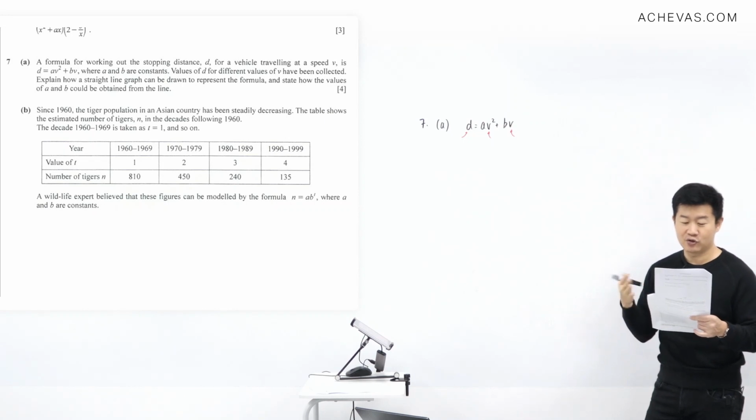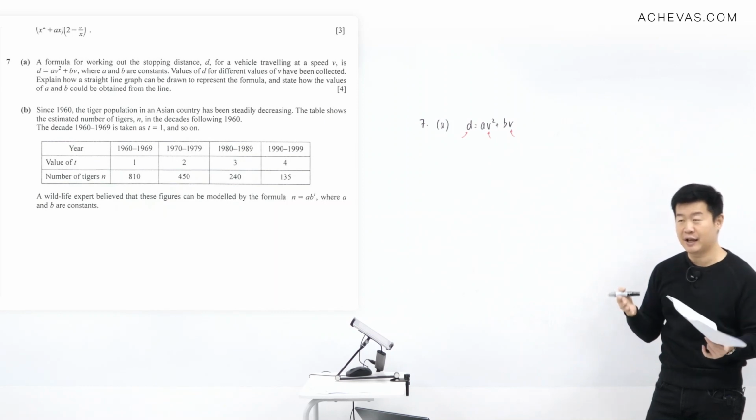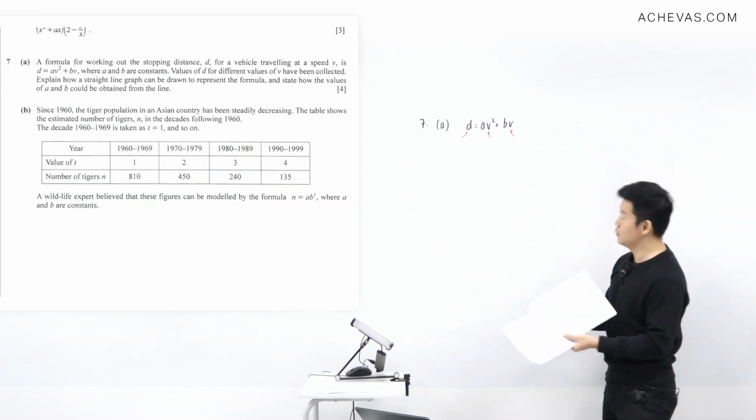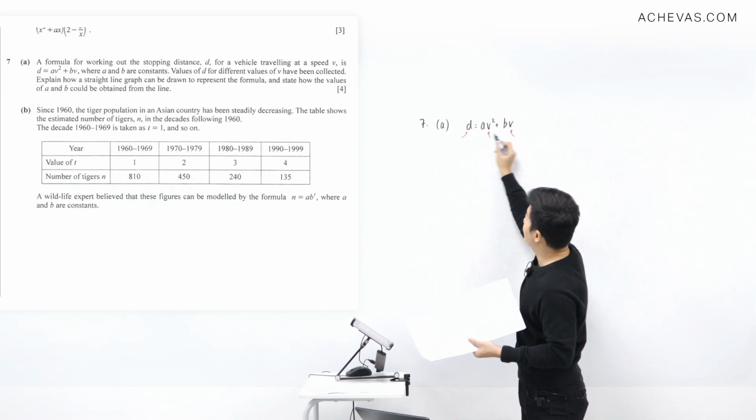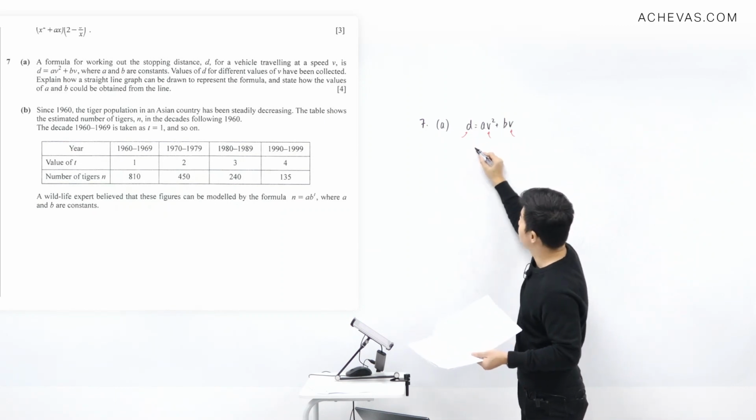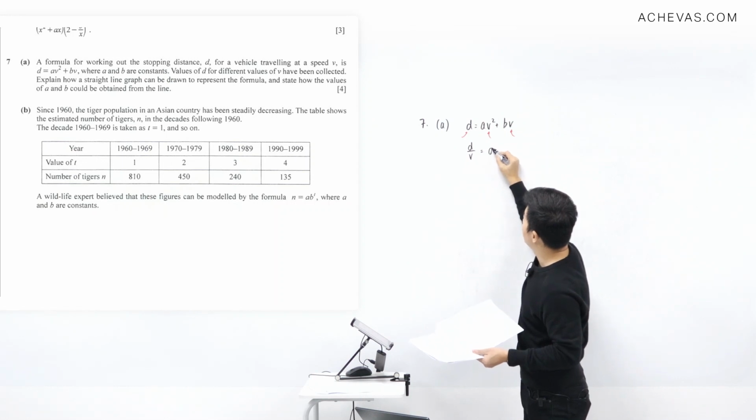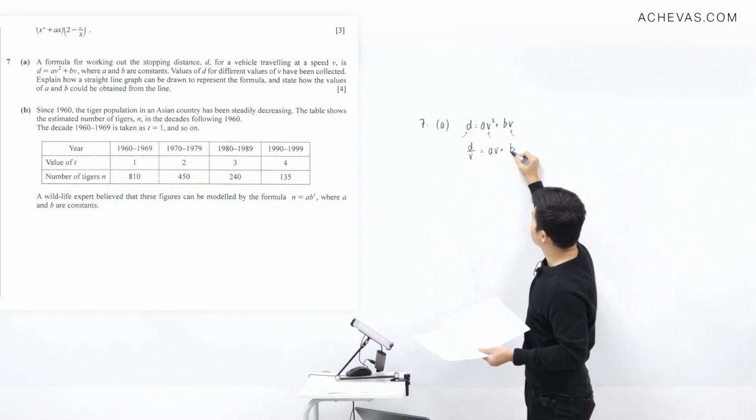And for the straight line that we have drawn, we are going to be making use of it to try to find the values of a and b. How can we do this? So to do this, I'm going to just divide this equation throughout by v, which will give me d over v is equal to a v plus b.